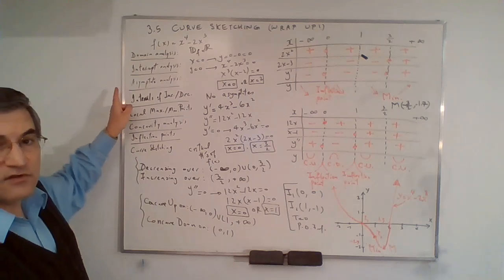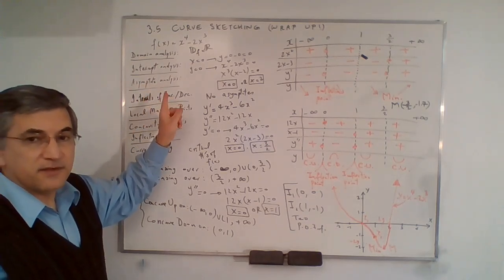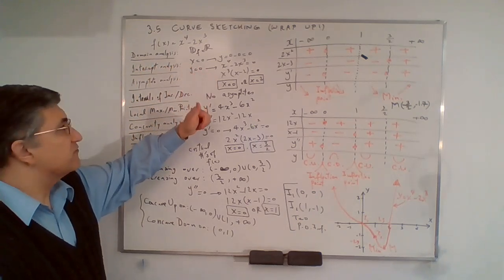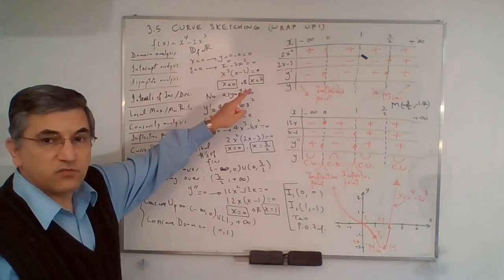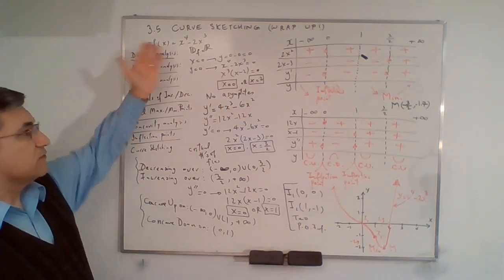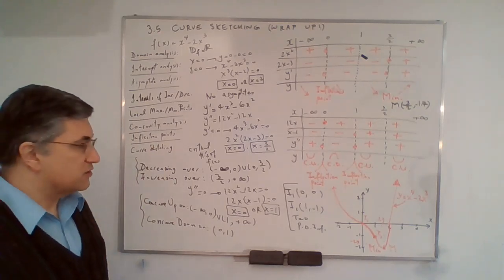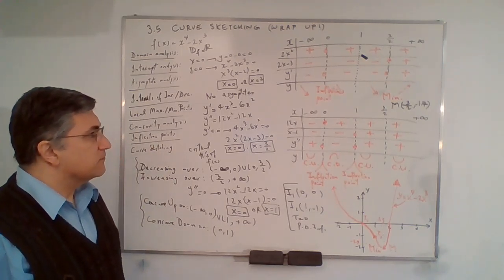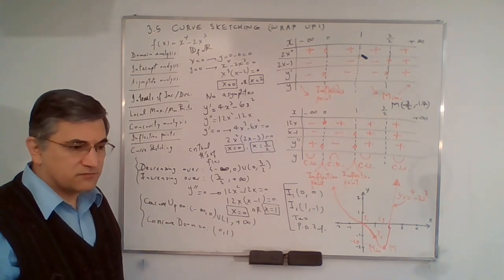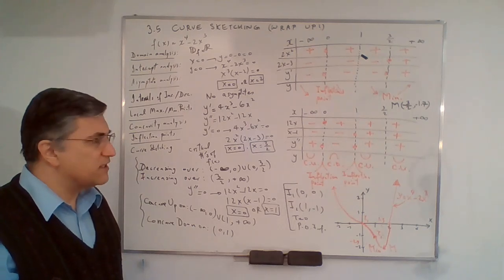If it's a rational function, you need to find the asymptotes. Intercept analysis is very straightforward. Set x equal to 0 to find y-intercept, set y equal to 0 to find x-intercept. And domain, of course, we need to know where the function is defined. This wraps up the curve sketching section of chapter 3.